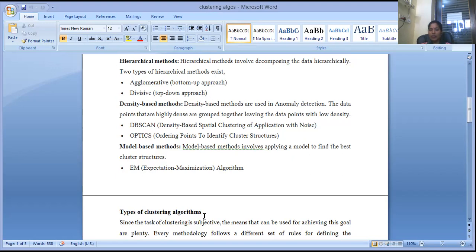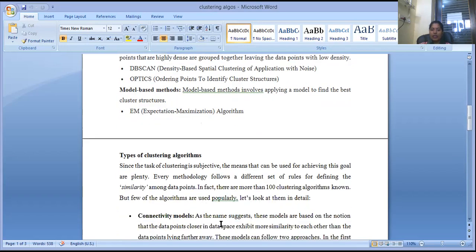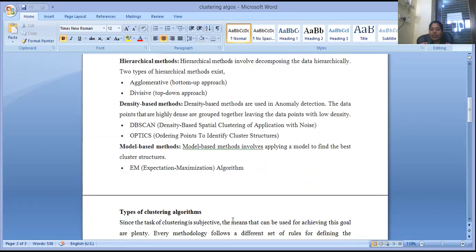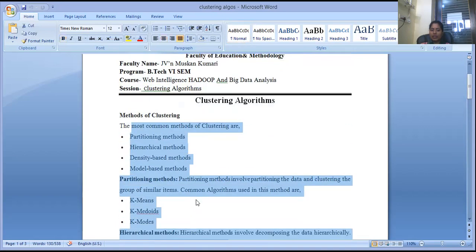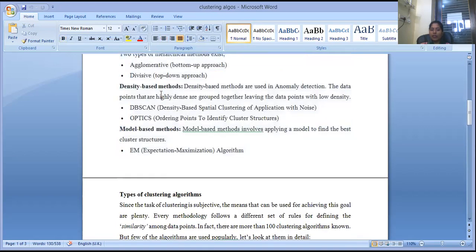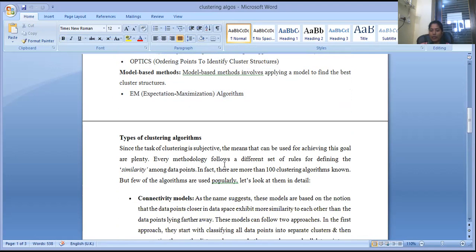Okay, now if you talk about the model-based methods, a model-based method involves applying a model to find the best clustering structure, like EM. EM is the expectation maximization algorithm we will use here. So there are various types of methods which are used for clustering, and in all these methods multiple algorithms are used for the implementation.